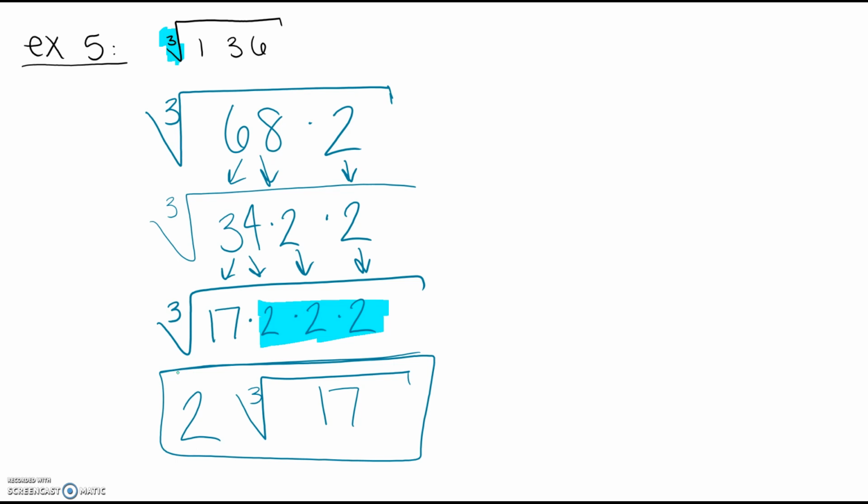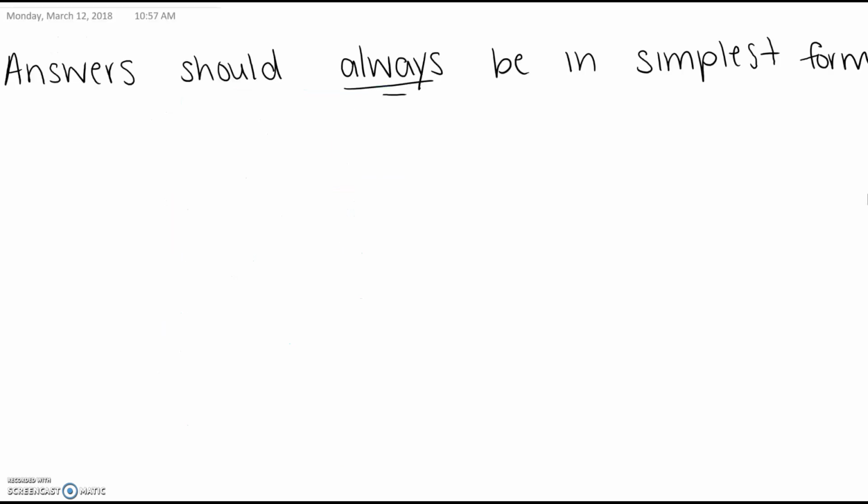Now, as always, answers need to always be in simplest form. So, if I said, for example, 2/8, hopefully you're saying, this is not in simplest form. So how do we get it in simplest form? Well, you just reduce, right? So 2/8 reduces to be 1/4. And now we're in simplest form, and so we're happy.